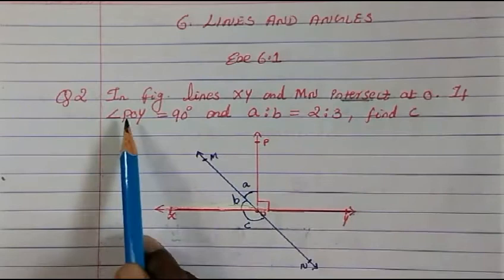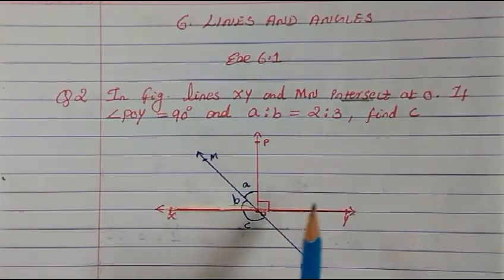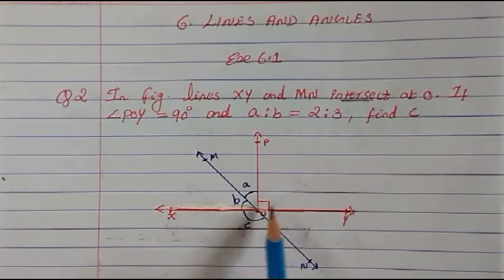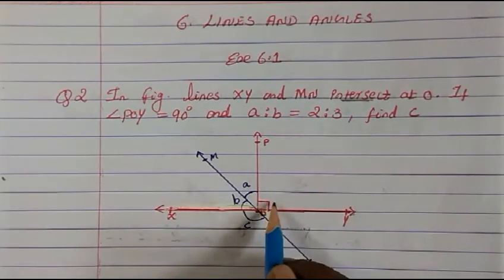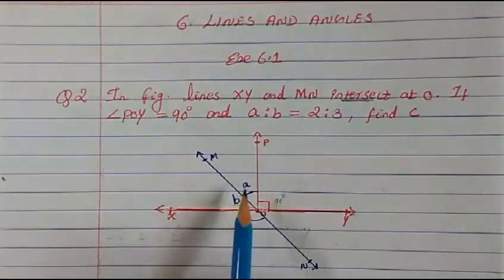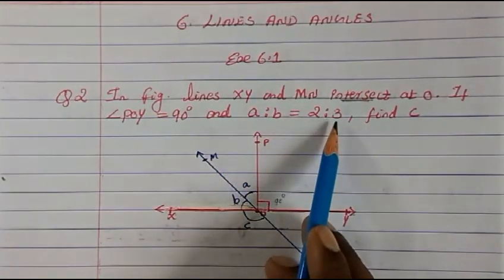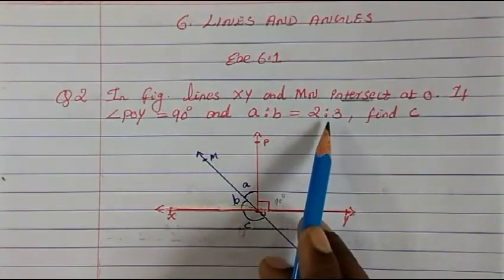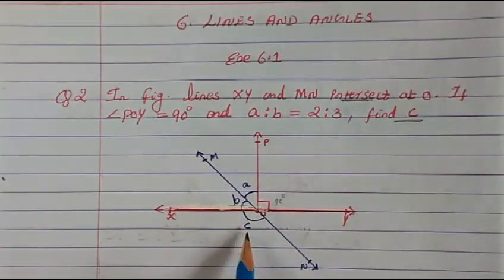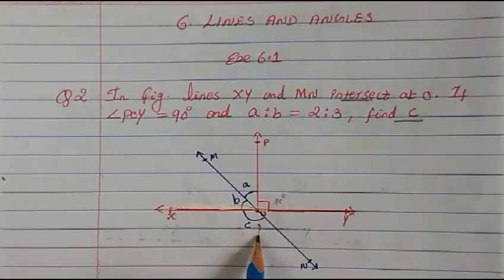Now POY is 90 degrees. P is here, so this angle is 90 degrees. And a is to b is equal to 2 is to 3. The ratio is given to us. We have to find c. C is here. This is the angle we have to find out.